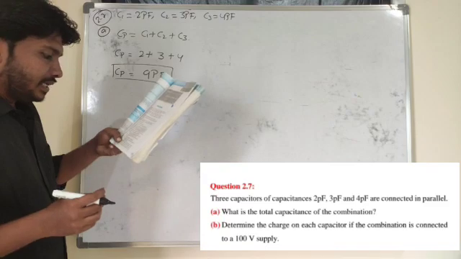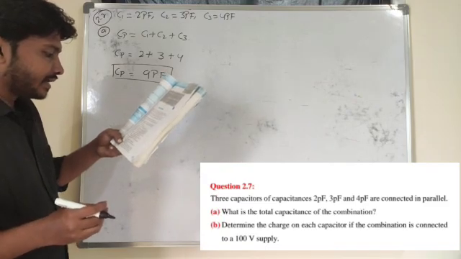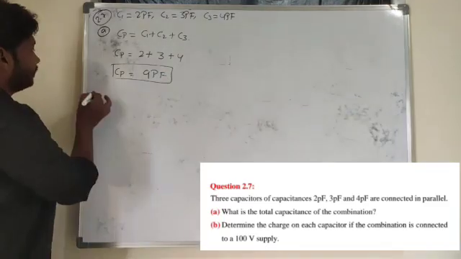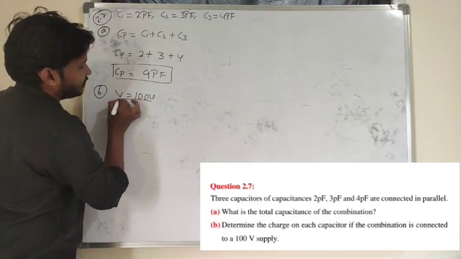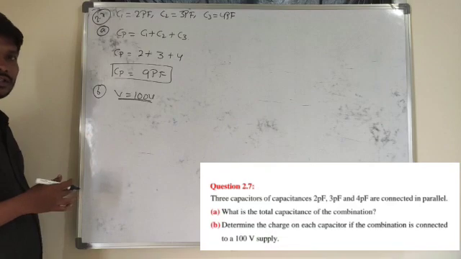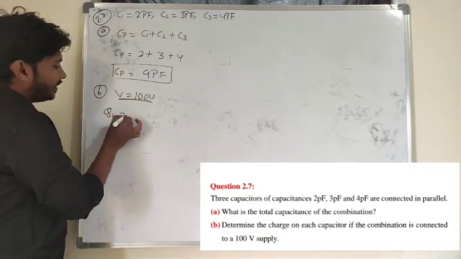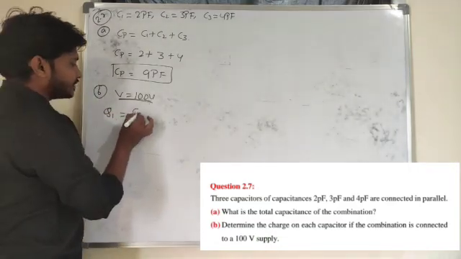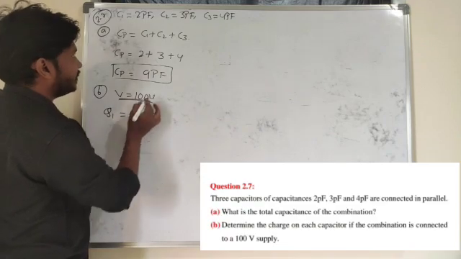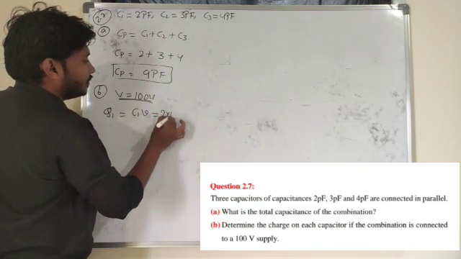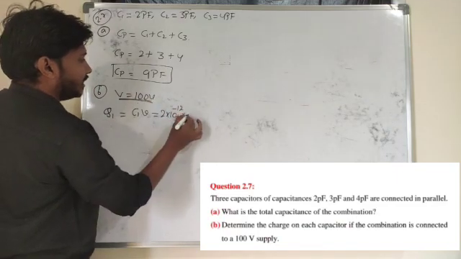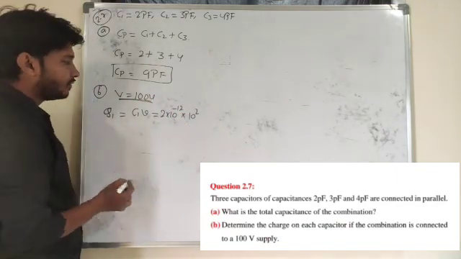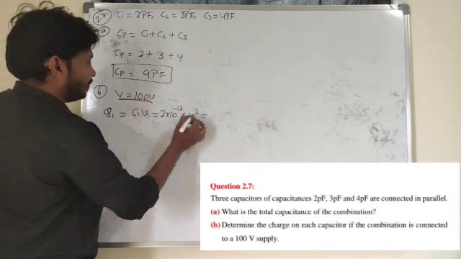determine the charge on each capacitor if the combination is connected to a 100 volt supply. So potential difference is 100 volt. In case of parallel combination, potential difference remains the same. So I need to find the charge on each capacitor, C1 into V here. C1 is how much? 2 into 10 to the power of minus 12, pico means minus 12. V is how much? 100, which is nothing but 10 to the power of 2 here. So Q value is how much here?